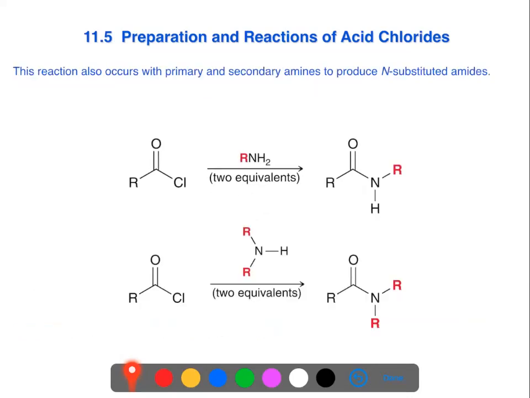Now, this reaction also works with primary or secondary amines to produce N-substituted amides. So depending on what substitution pattern you want on the nitrogen of the amide, you would choose the appropriate amine to carry out this particular reaction. Now, similar to what we saw for ammonia, you would use it in a 2-to-1 ratio, meaning we would have 2 equivalents or 2 moles of the particular amine to 1 mole of the acid chloride.